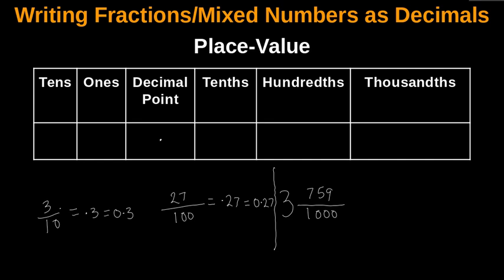Using your place value chart to write this as a decimal, our decimal point still remains here. Now you have a whole number. This whole number needs to be fixed in its place value.